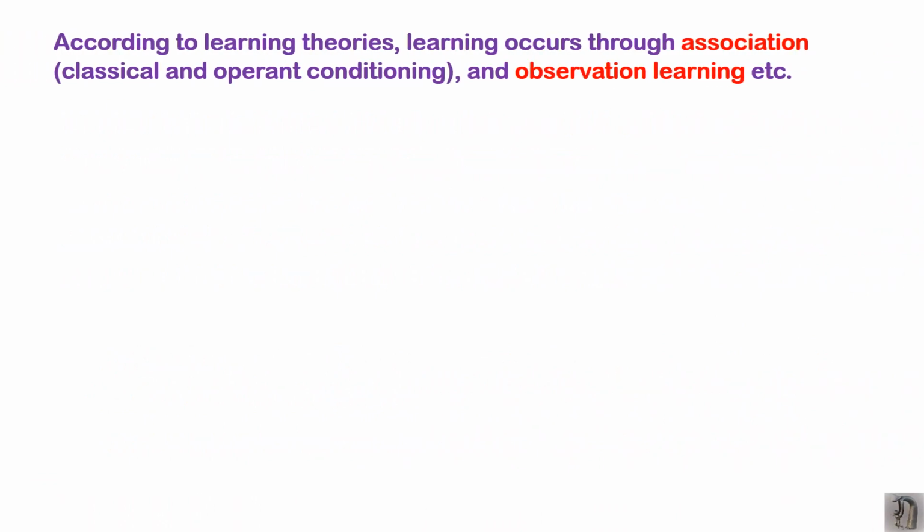According to learning theory, learning occurs through association. You would have learned, I am sure, classical and operant conditioning and observational learning. Association and observational learning are the best ways to learn something, to do something.